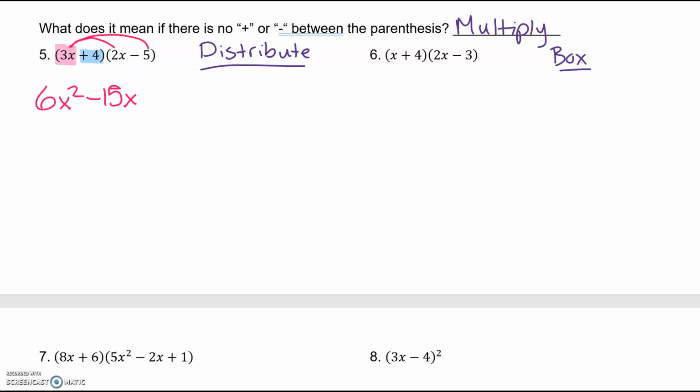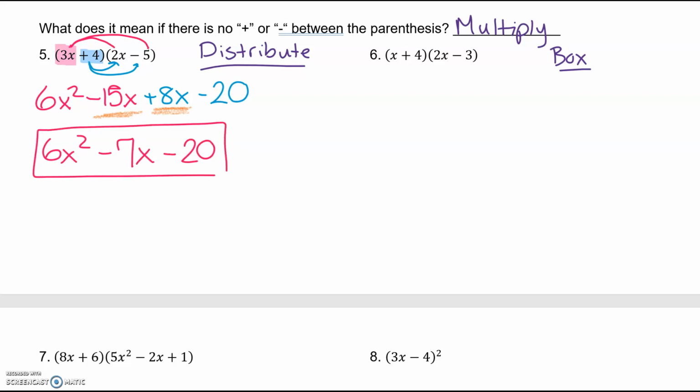Now we're going to do the same thing with the 4. So I'm going to say 4 times 2x, well, that is a positive 8x. And 4 times negative 5 is negative 20. Now I have this polynomial here, and if you look carefully, you'll notice that these 2 middle terms here are like terms. So we want to finish simplifying this by combining. So 6x squared negative 15x plus 8x is negative 7x minus 20. Okay, there are no like terms left, so we can stop there.